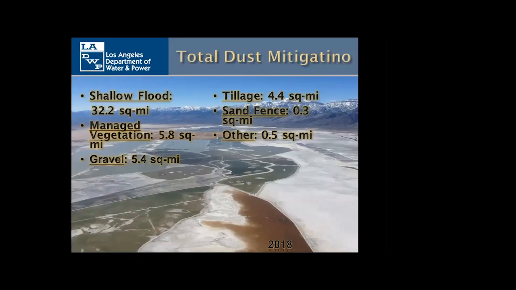So roughly speaking, we have about 32 square miles of shallow flood, 5.8 square miles of managed vegetation, about 5.4 square miles of gravel, 4.4 square miles of tillage, and we have some sand fence. Not much more than this is going to be allowed because it's a limited type of agreement. And we have some less than backup or alternative types of backup that have been implemented at the lake in order to protect cultural resources or habitat.